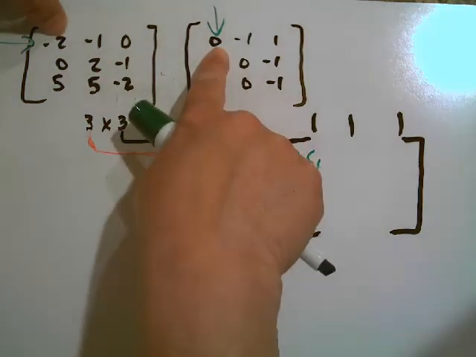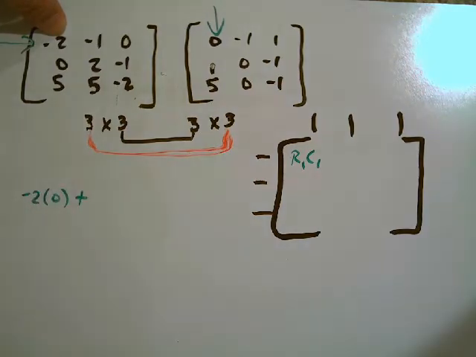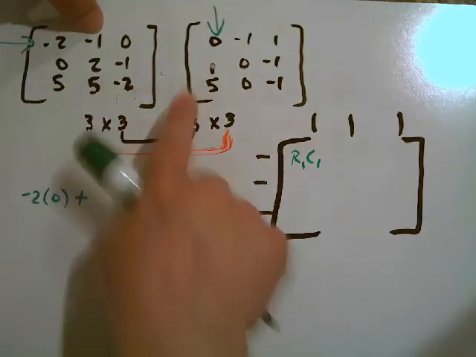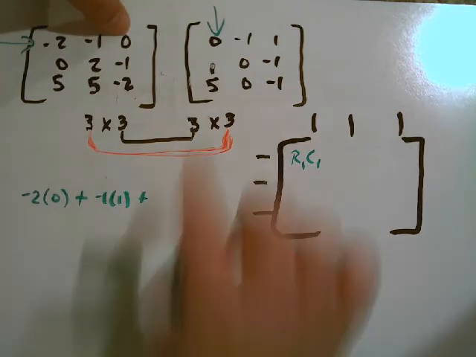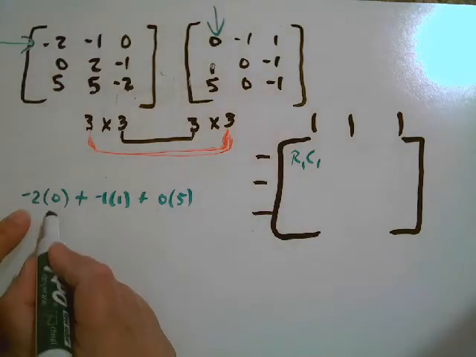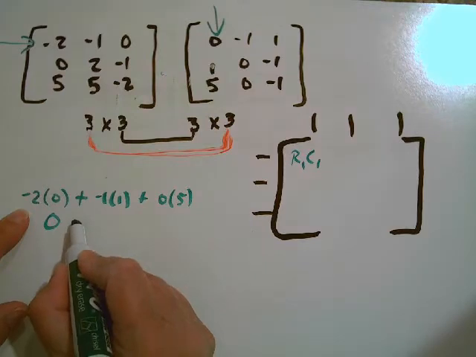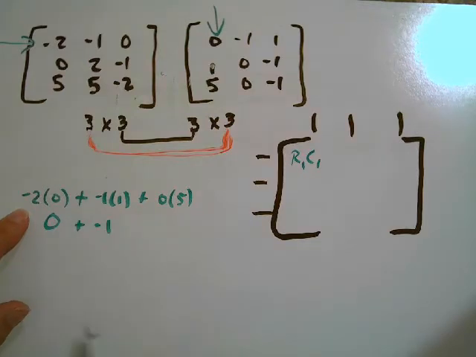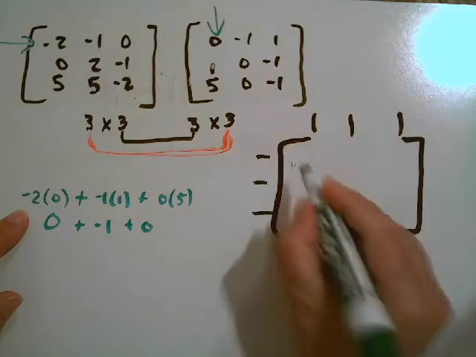-2 times 0 plus -1 times 1 and 0 times 5. -2 times 0 is 0. -1 times 1 is -1. And 0 times 5 is 0. So in that spot, row 1, column 1, I'm going to put a -1.